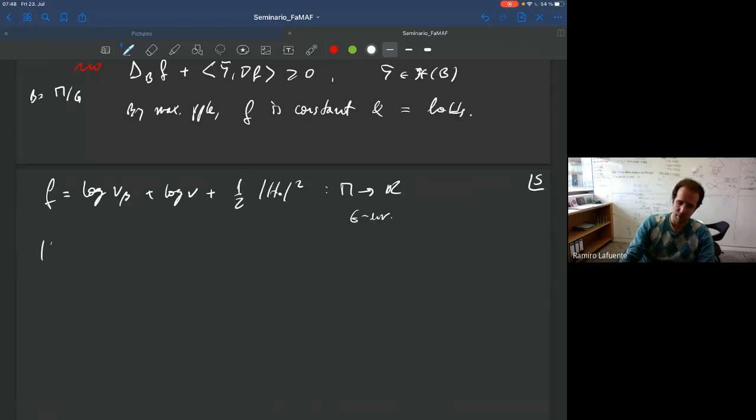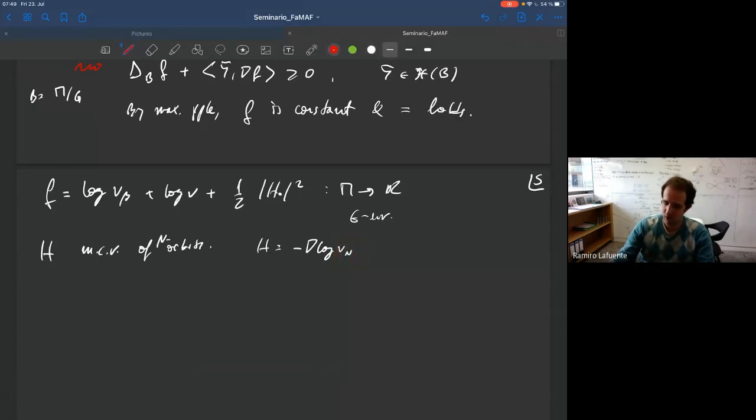And what are these things here? Well, first of all, remember the mean curvature vector H of the orbits. Now, the mean curvature vector of the N orbits, because N is unimodular, H can be written as minus the gradient of a function, which I can typically write as logarithm of some function V_N, right? So this is called the relative volume of the N orbits. I mean, the N orbits are non-compact, but one can talk about volume forms, and then the quotient of two volume forms is a function. So now the problem with this relative volume is that V_N is not G invariant.